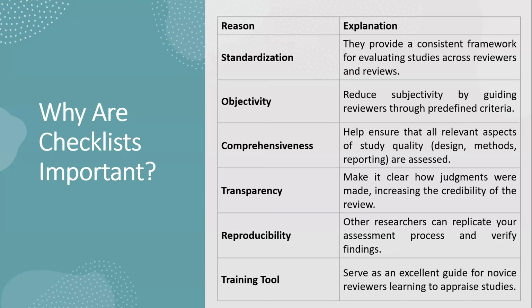Suppose you mention in your review that this many studies were of low quality, and once you finish your review you publish it. Any other author reading your review may want to go back and see, based on the checklist: okay, you had mentioned this study is of low quality. So they can go back and read that study, and they also can judge whether it is really of good quality or low quality. It also serves as an excellent guide for novice reviewers learning to appraise studies.